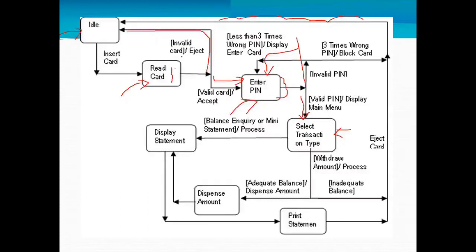Now if you select the transaction type, there are various options here. Balance is there. You can inquire the balance, you can withdraw the amount, or you can print the statements. So many options are available. Based on which option you select, it is going to change the state of that system. If you select balance inquiry, then it is going to display the balance of your account. So it changes the state to display statement. Now suppose you select the withdrawal amount, then it changes to the next state, that is, it is going to allow you to withdraw the amount, that is dispense amount.